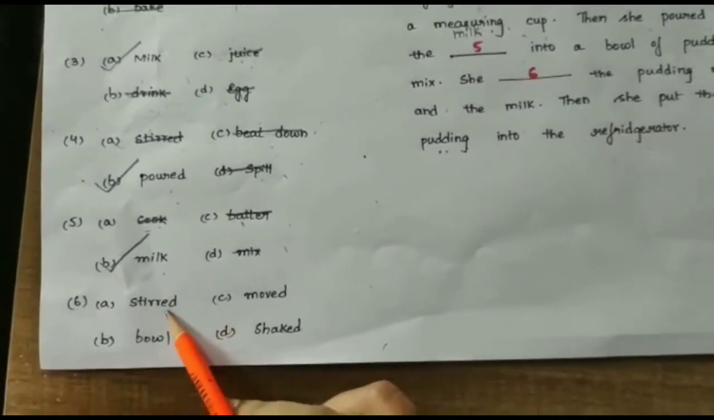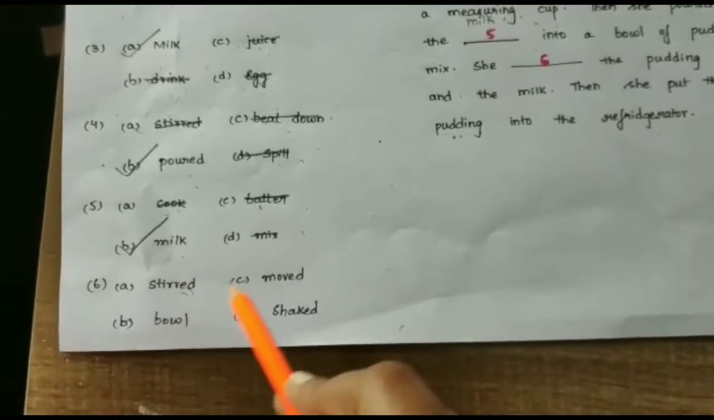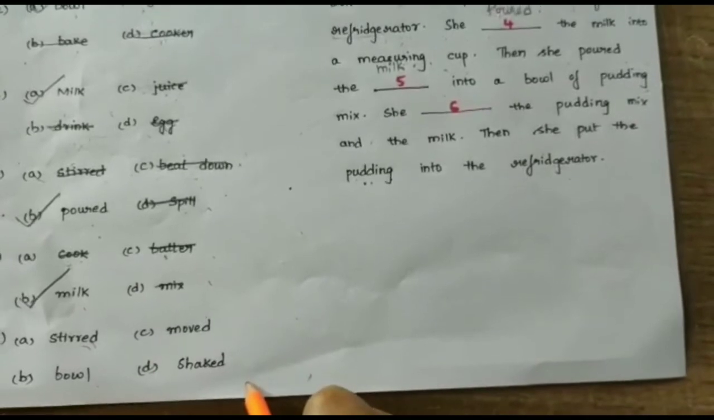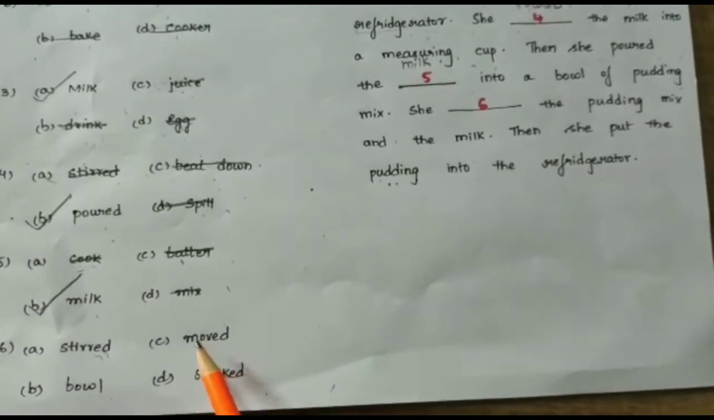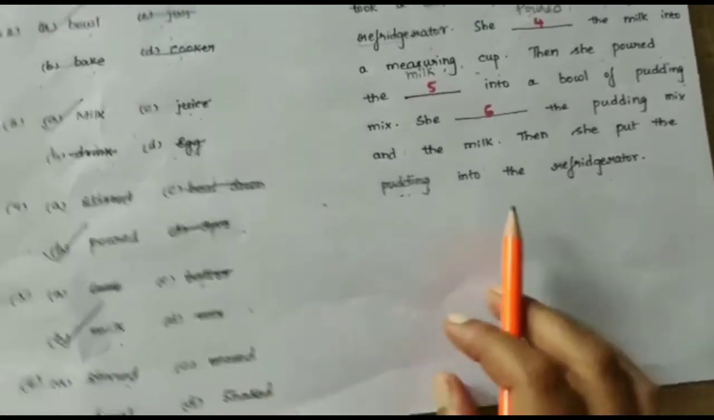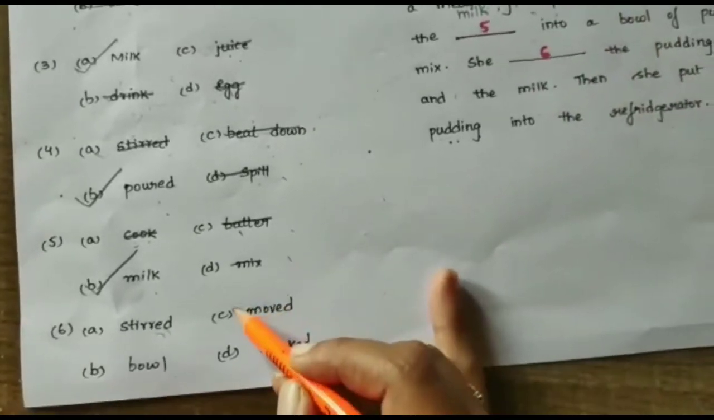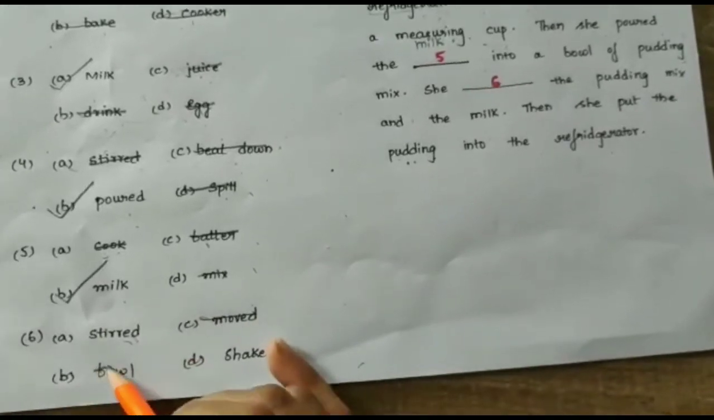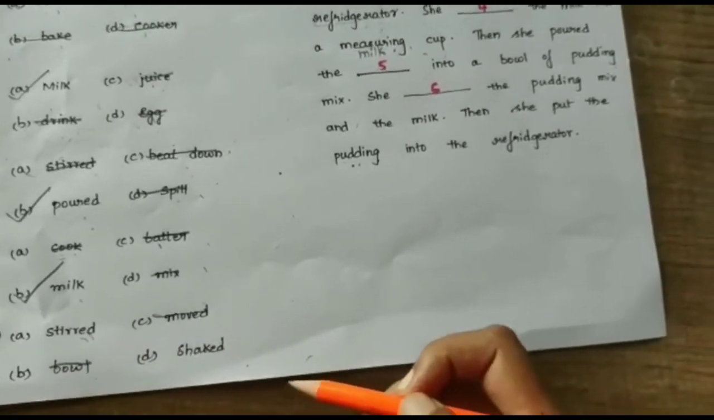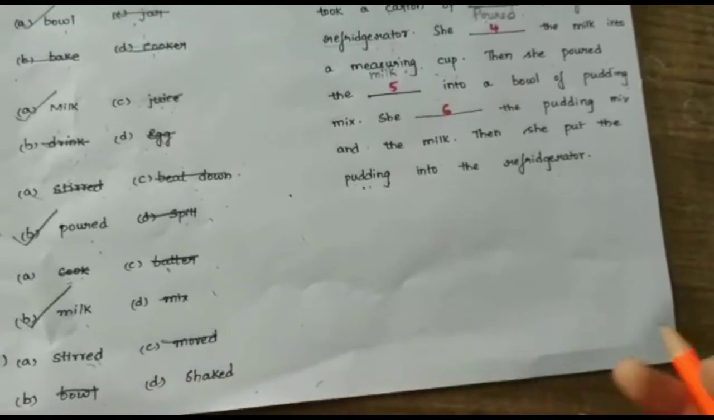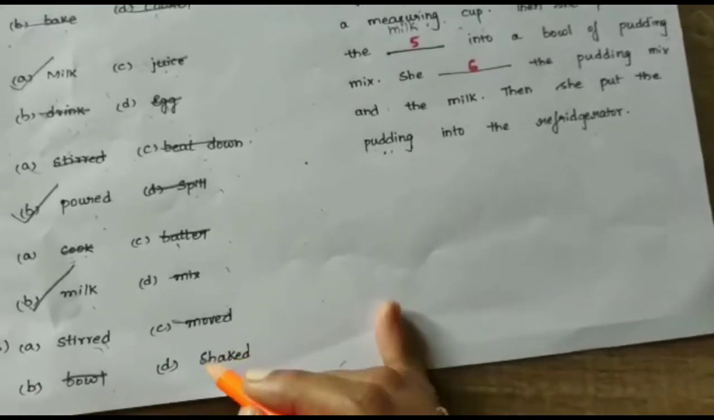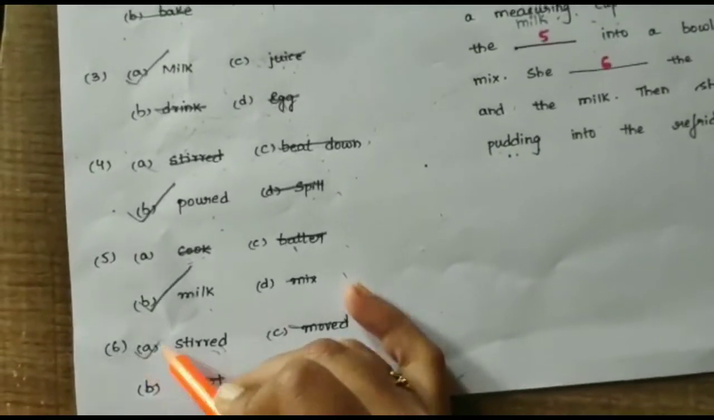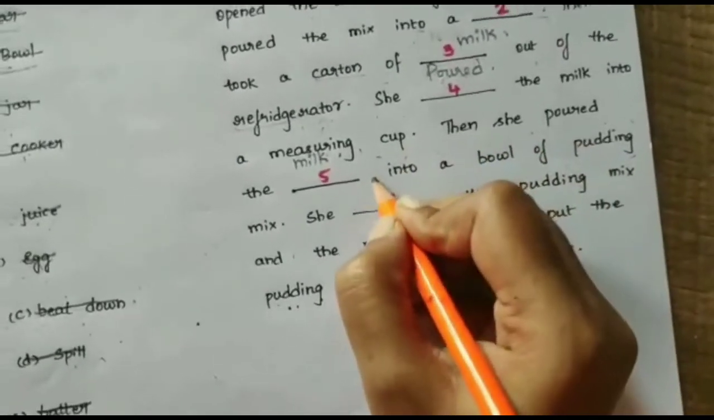See, there are 4 options: stirred, bowl, moved, shaked. She moved the pudding mix and the milk. Obviously we will not move, so I am cancelling the option moved. And she bowled the pudding mix? No. She shaked the pudding mix? Obviously no. If she shakes the pudding mix, it will go on the floor. So I am cancelling the last option also. And the only remaining option is stirred. So I am writing here.